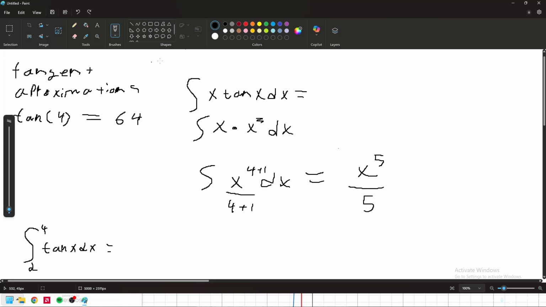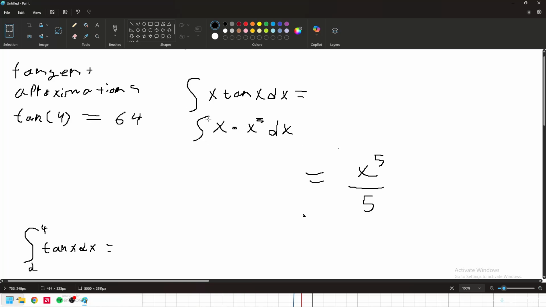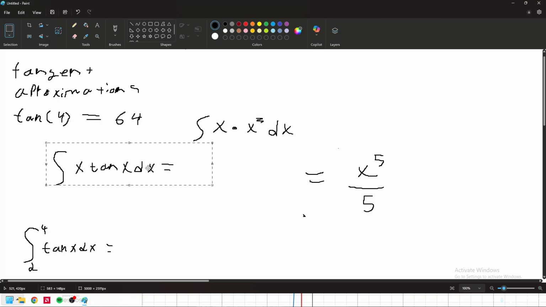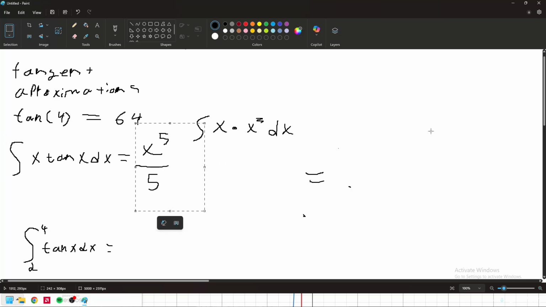Whoops. Oh my god. Let's just get rid of that. So that means we can just take this over there. Boom, that's our answer. It's that easy.